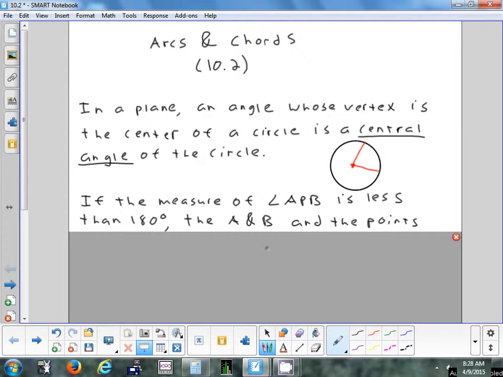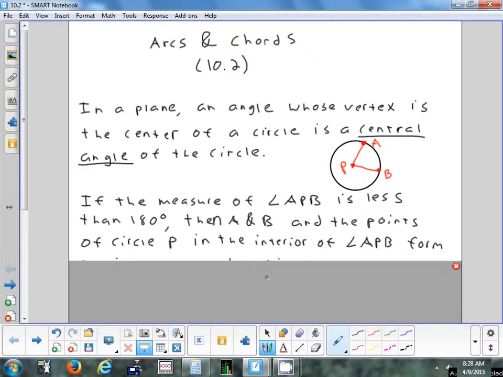And let's label some points here. Let's call this A, B, and we'll call the center of the circle P. If that angle that I just drew is less than 180 degrees, which it is here, then A and B, this point and this point, and the points that are on the circle and in the interior of the angle. That's these points right here.